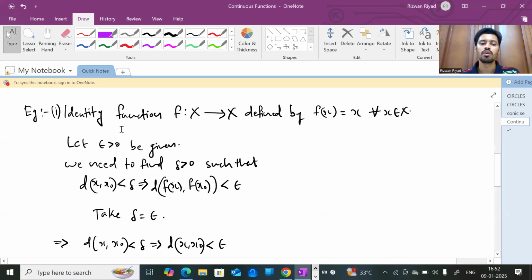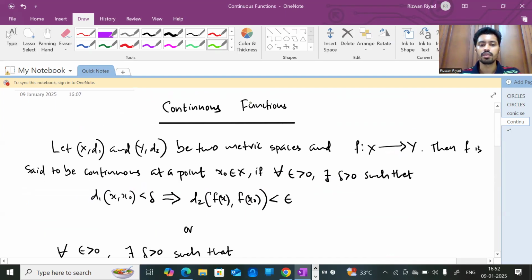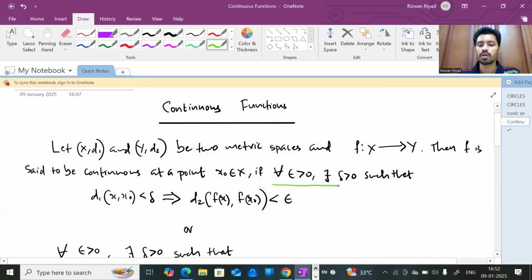According to our definition, this should be satisfied so that the function becomes continuous: for all epsilon greater than 0, there exists delta greater than 0 such that d1 of x comma x naught less than delta implies d2 of f of x comma f of x naught less than epsilon. This should happen in our example. Then only we can say that the function is continuous. If it violates this rule, we cannot say that it is continuous.